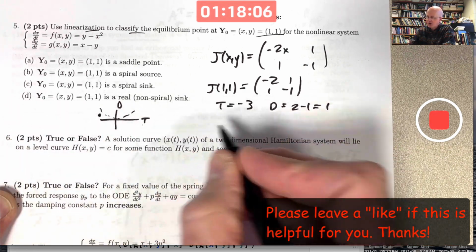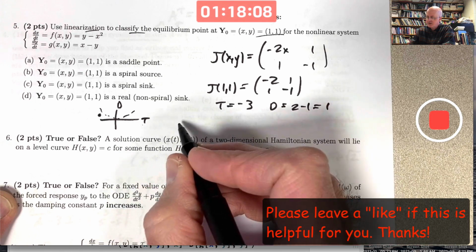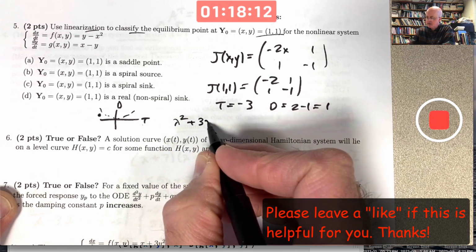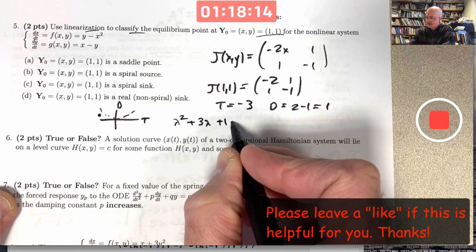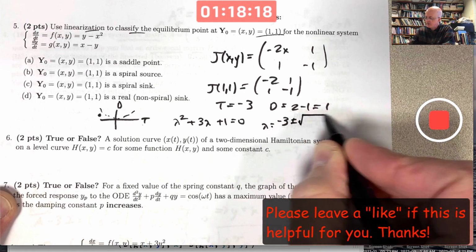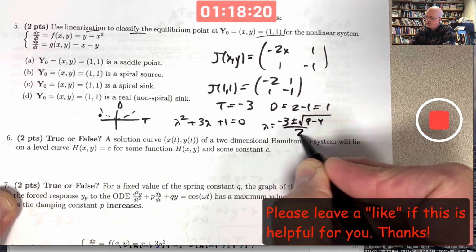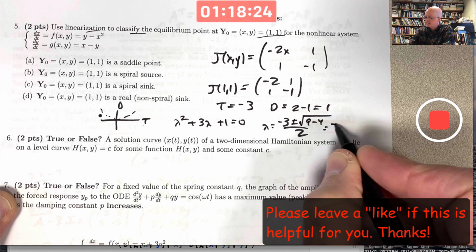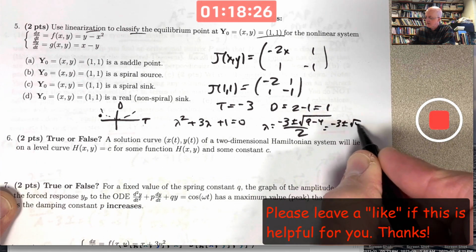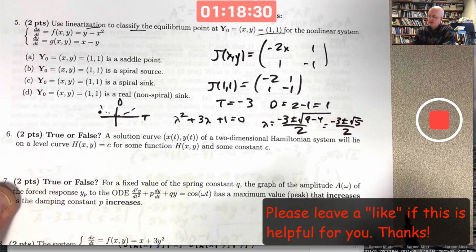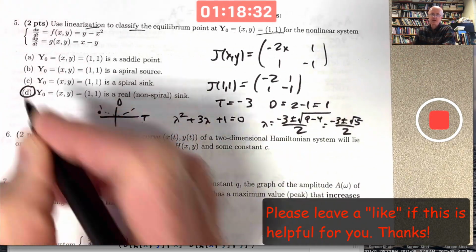If you wanted to be sure, you might want to actually solve for the eigenvalues with the characteristic polynomial. There it is. Set it equal to 0, use the quadratic formula: negative 3 plus or minus the square root of 9 minus 4, over 2. Yeah, those are real eigenvalues, and yes, both negative. The origin is a real non-spiral sink. The answer is D.